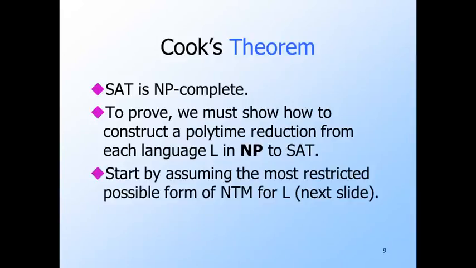We do these reductions by assuming nothing about the problem L that is in NP, except that it has some non-deterministic polynomial time-bounded Turing machine that accepts L. To make the reduction from these Turing machines to SAT easier, we're going to make some restrictions on the Turing machine, but only restrictions we can assume without losing any of the problems in NP. That is, every problem in NP has one of these machines, which we'll describe on the next slide.